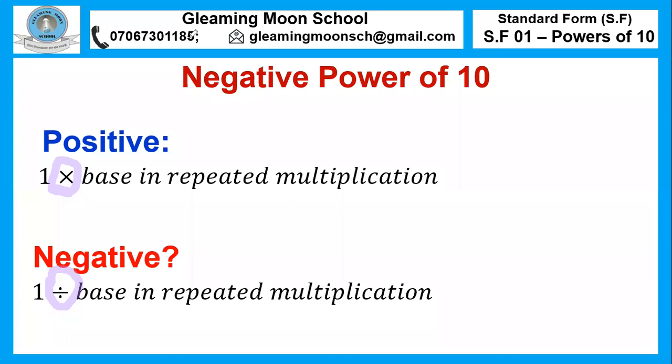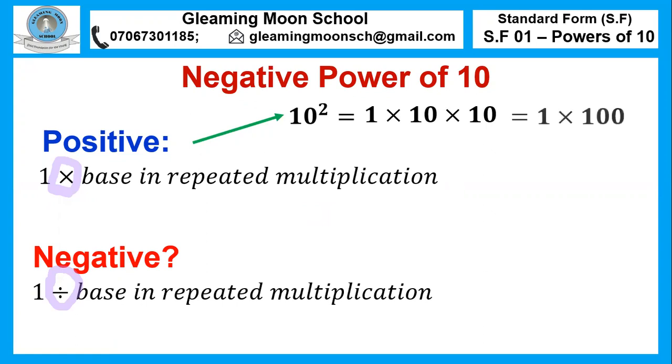Now let's see some examples. For the positive, if we have 10 raised to the power of 2, we start from 1, right? And multiply it by the base. And the repeated multiplication is what? 2, because the power says 2. So we multiply by 10 2 times. So we have 1 times 10 times 10. And 10 times 10 is 100. So that would give us 1 times 100. And 1 times 100 will give us what? 100.